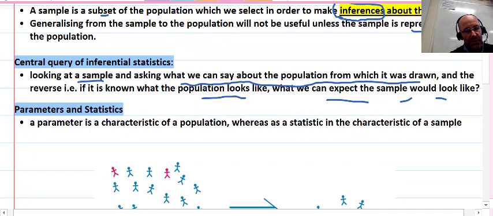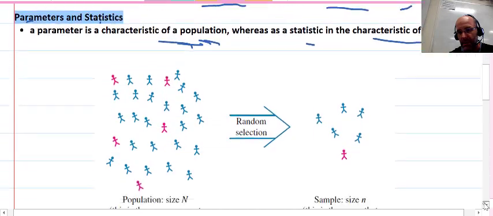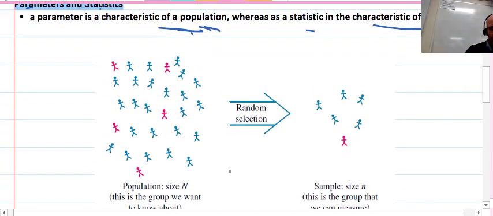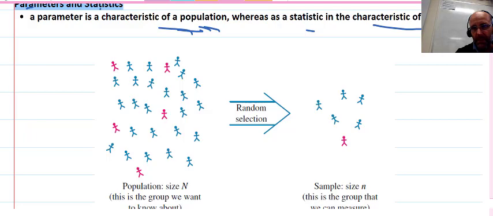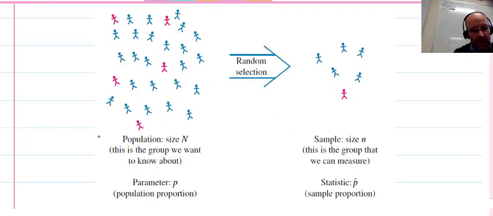Now, the difference between what's called a parameter and a statistic is important. A parameter is a characteristic of the entire population, whereas a statistic is a characteristic of a sample. Okay, and it depends what characteristic we're looking at. But here's a diagram. We are looking here at the proportion of people with a certain characteristic in a population. It doesn't have to be that sort of data, but that's what it is here.